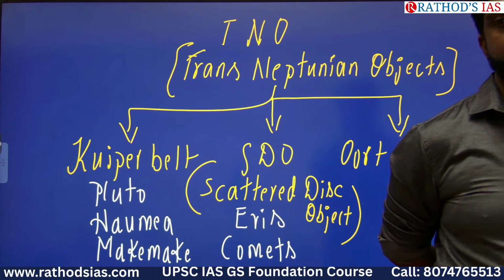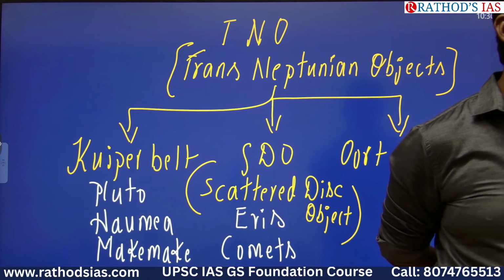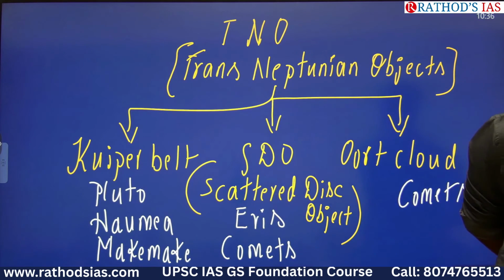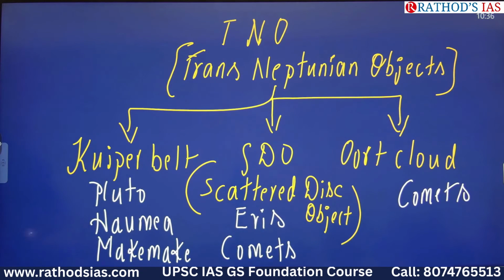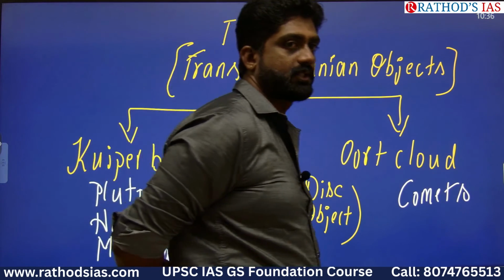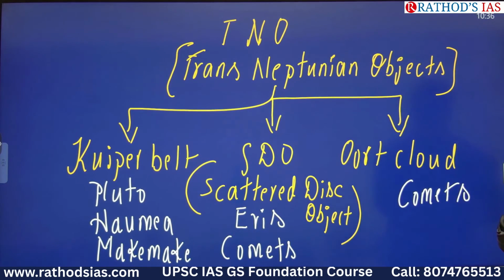Short period comets means those which appear within 200 years. Whereas long period comets take thousands of years. Short period comets, within 200 years. Long period comets, thousands of years. Clear, guys? Now listen.